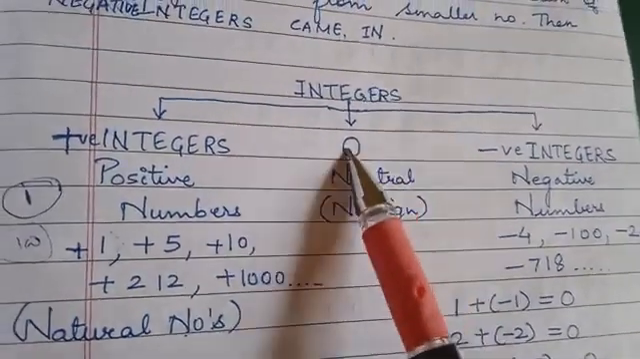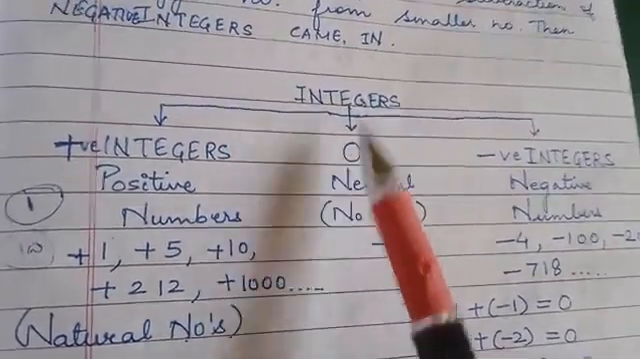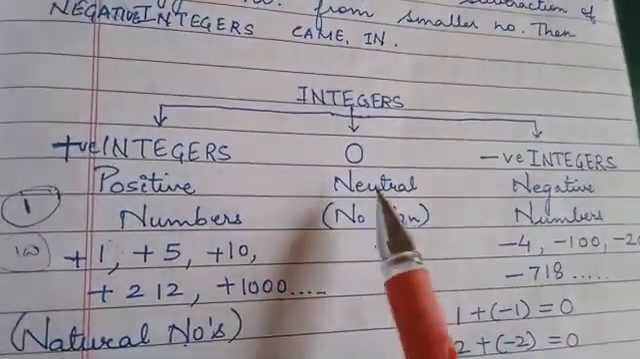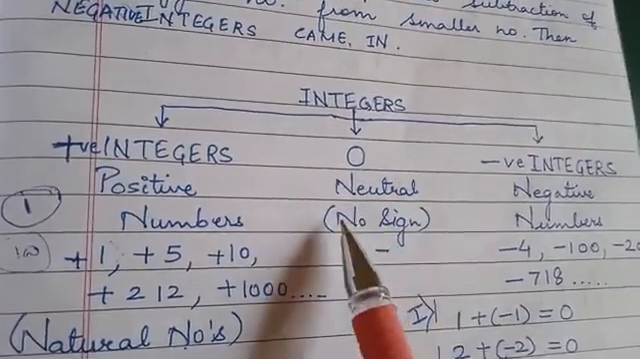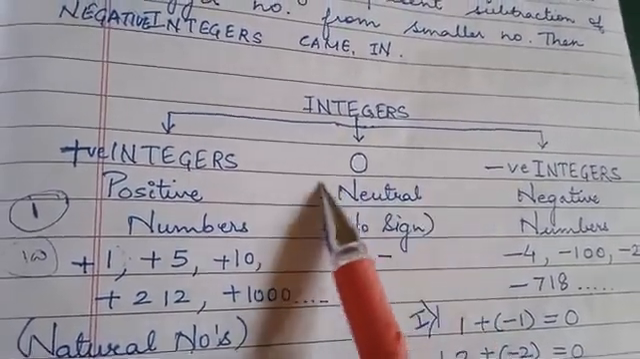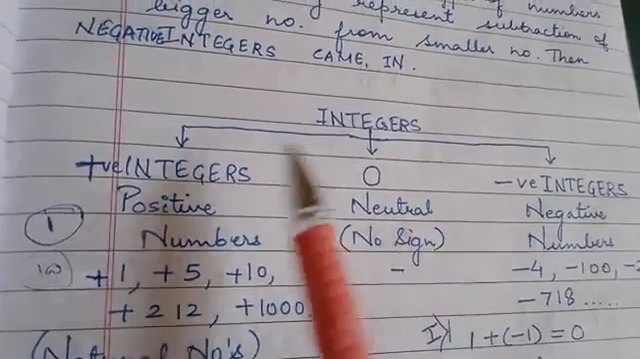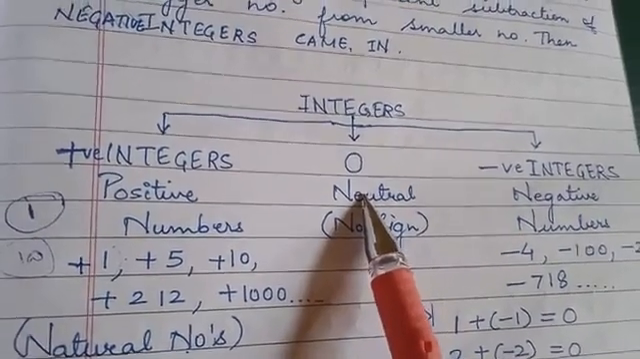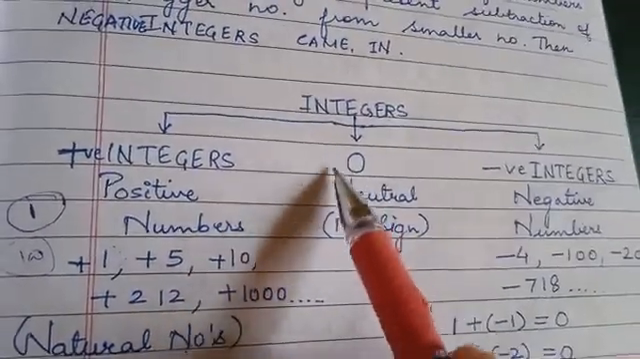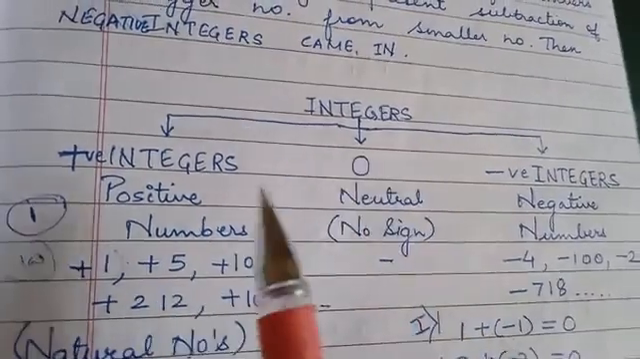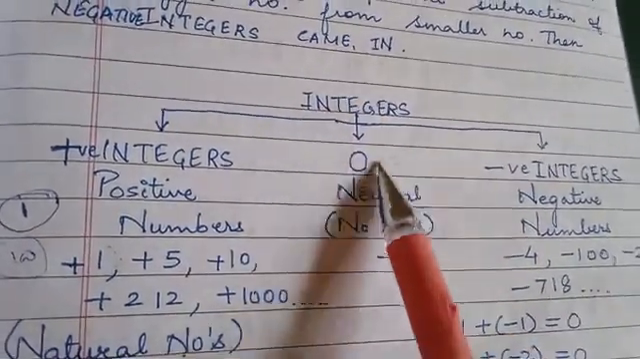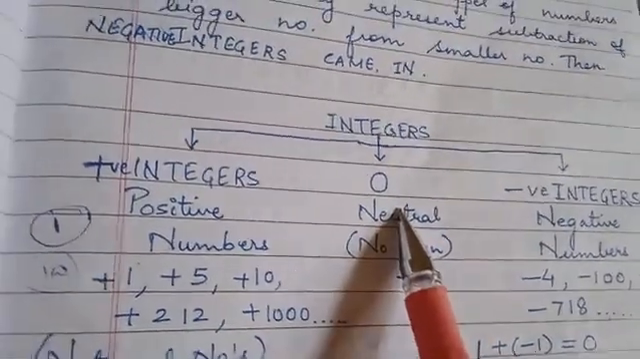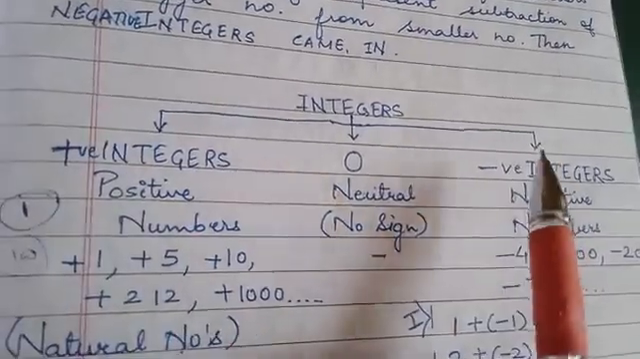Next is 0. 0 also comes under integers. Which sign does it have? It has no sign. It is neutral, meaning neither positive nor negative. It doesn't carry any sign, so you cannot write minus 0 or plus 0. It is only 0. 0 is an integer, it has no sign, and that's why it is neutral, neither in this group nor in that group.